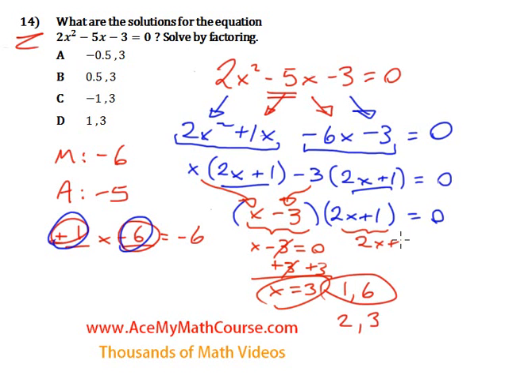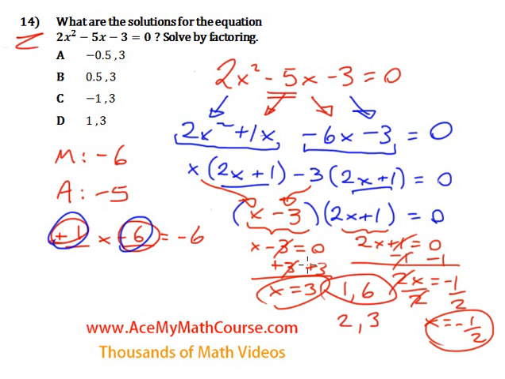2x plus 1, though, can also be 0. So 2x is equal to negative 1. Divide both sides by 2. And x is negative half. So our two solutions are negative half and 3. So the answer is A, negative half and 3.